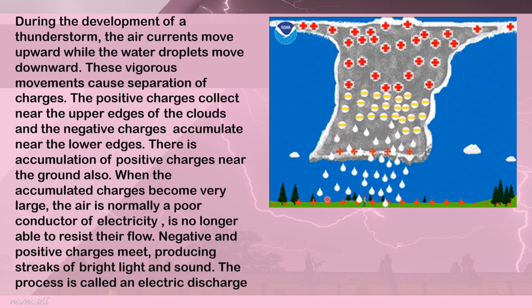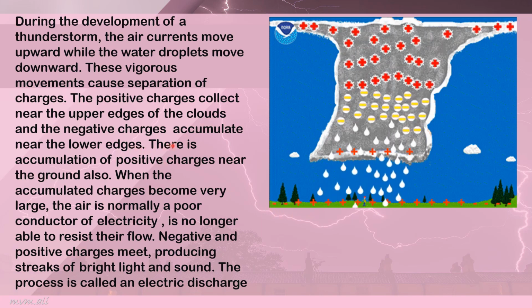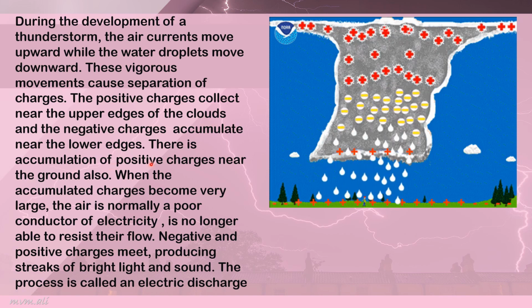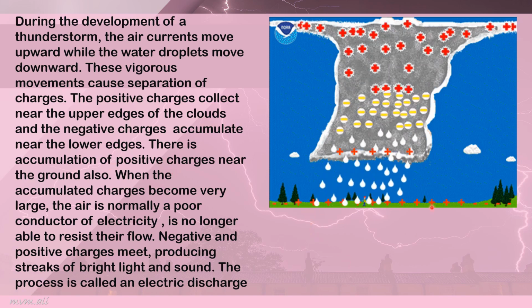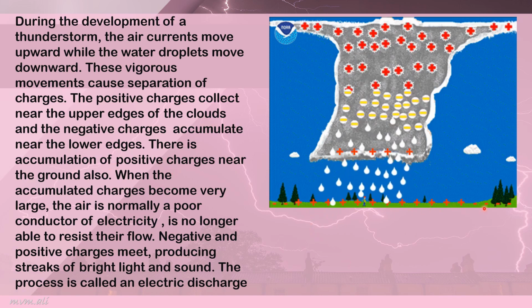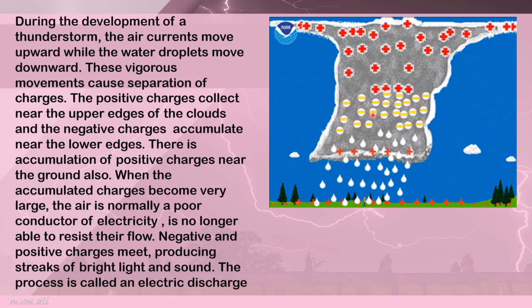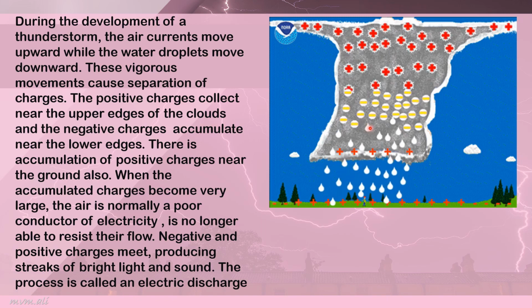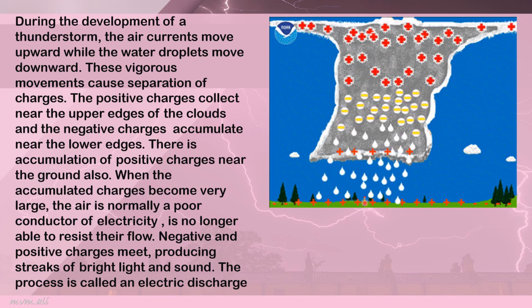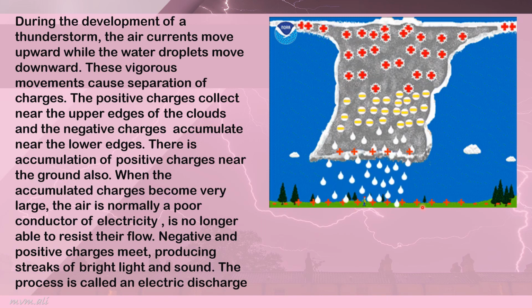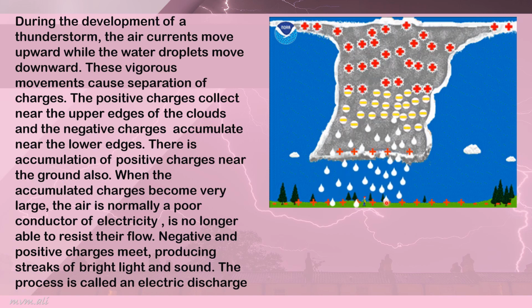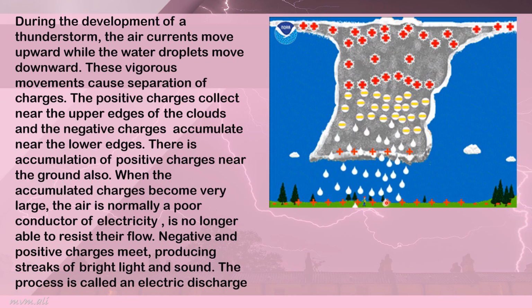Clear? And one more thing is that there is an accumulation of positive charges near the ground also. So near to the ground, there is an accumulation of positive charge, because near the lower edge of the clouds, there is an accumulation of negative charge. Because of that, near to the ground, there is an accumulation of positive charge. Clear? Then let's see how this discharge occurs.